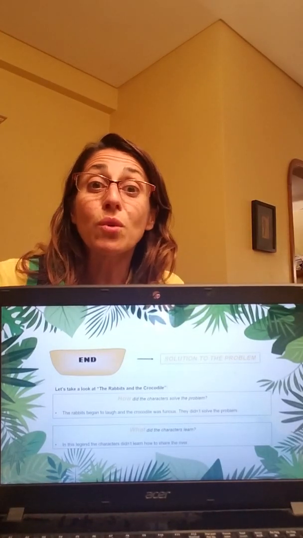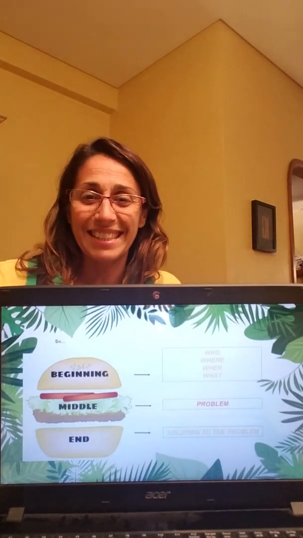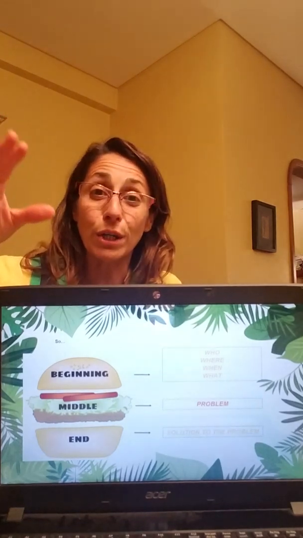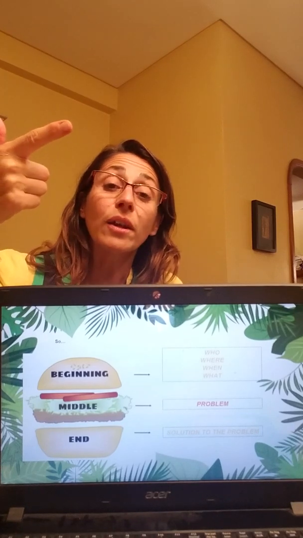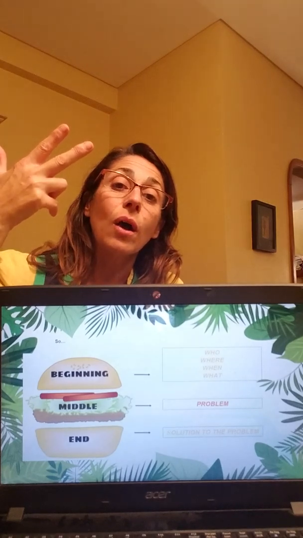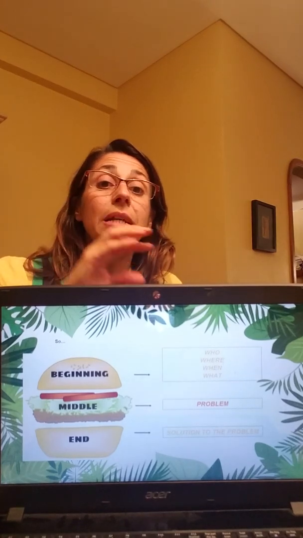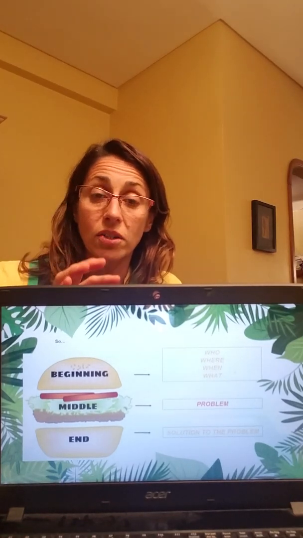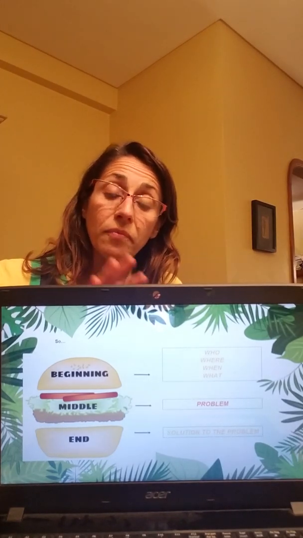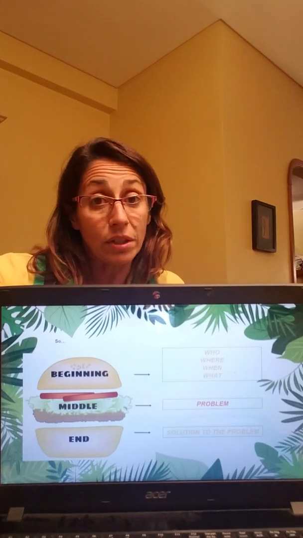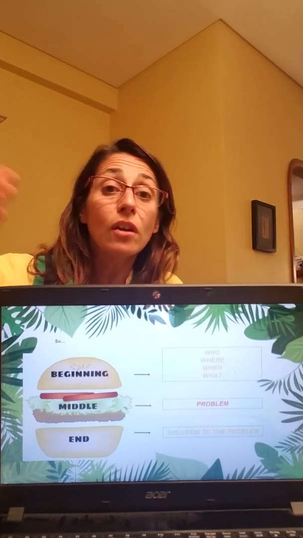Now it's your time to work. No, before working, we are going to revise all this. At the beginning of the story, we learn who the characters are, where and when the story takes place, and what the problem is. In the middle of the story, the problem is explained in more detail and the characters start looking for solutions to this problem. And at the end of the story, we discover the solution to the problem and we discover if the characters learned anything.